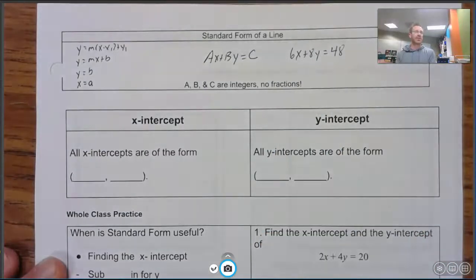Now, once again, how do we know it's linear? We don't have anything special about it. There's no absolute value bars, there's no exponents, so that still holds true to let us know it's a linear equation.